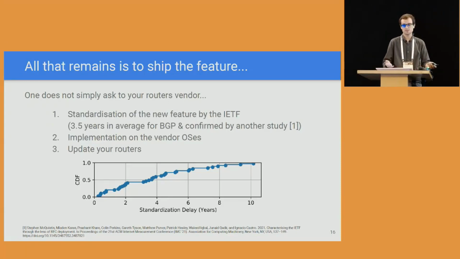The first one is the standardization step, so that all the routers talk the same language, I would say. There is a standardization process by the IETF. On the slide, you have the standardization delay of 40 RFCs related to BGP. You can see that the median is roughly 4 years to have one standard for one feature. But that's not all, because you also have to wait for vendors to implement your feature inside the router. And finally, you have to update your routers.